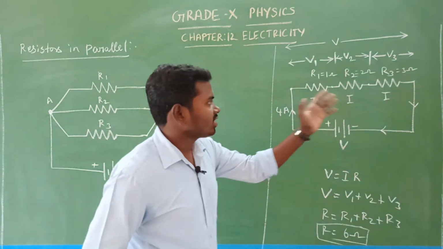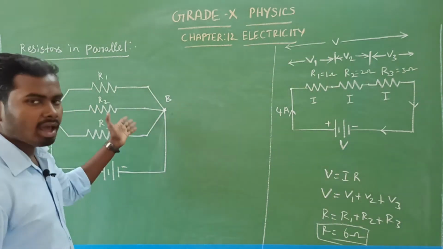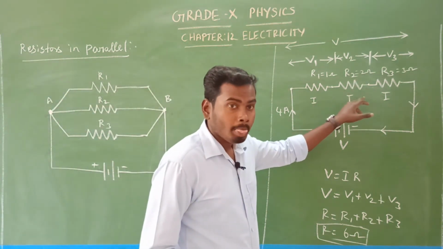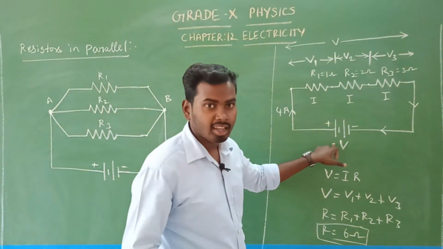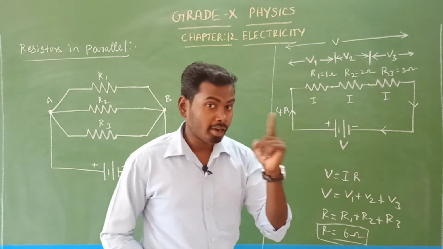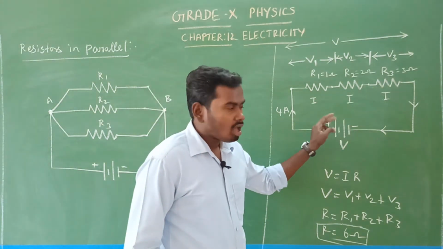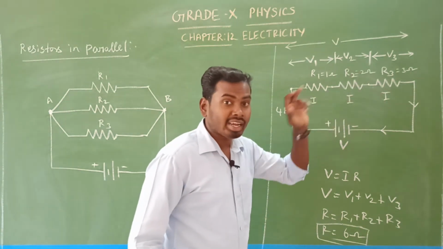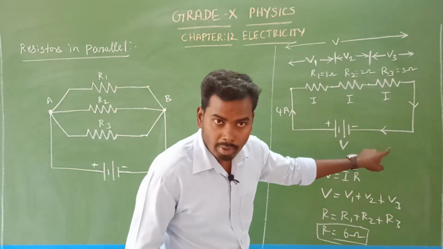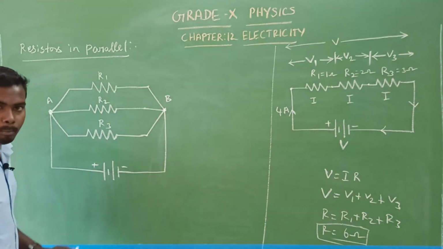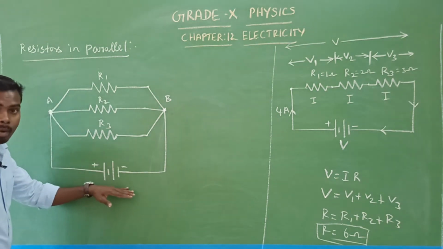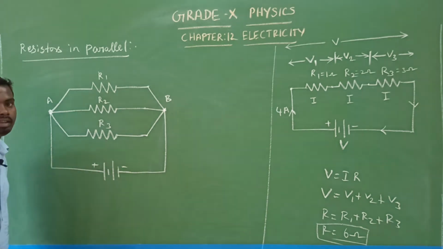Okay, look at here. So what is the difference between parallel and series? Look at here. All the resistors, note this point, very, very important point. In series connection, all these resistors are indirectly connected between the positive and negative terminal of the battery. Whereas in parallel combination, all the resistors are directly connected between the two terminals of the battery, which means the positive terminal and the negative terminal of the battery. Am I right or wrong?